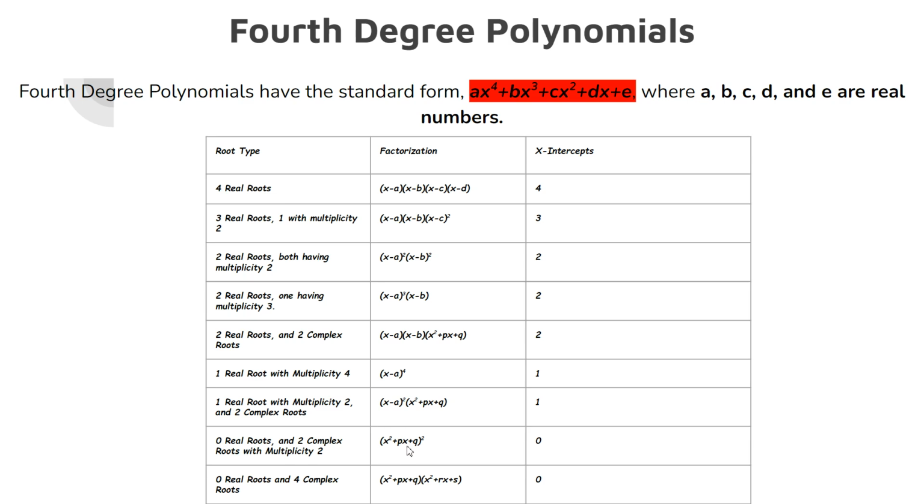Again, this would be 2 conjugates being the root twice. It's very weird, you don't often see it, but it can happen. And then you could have no real roots and 4 complex roots, which have 2 separate irreducible quadratics. These 2 have 0 x-intercepts.